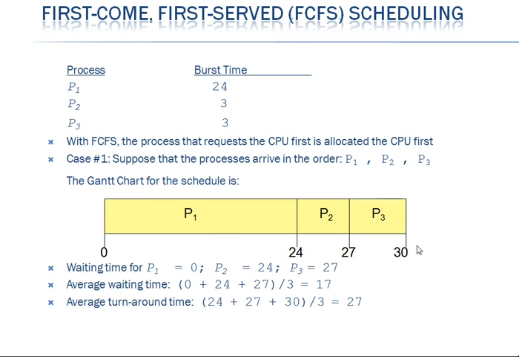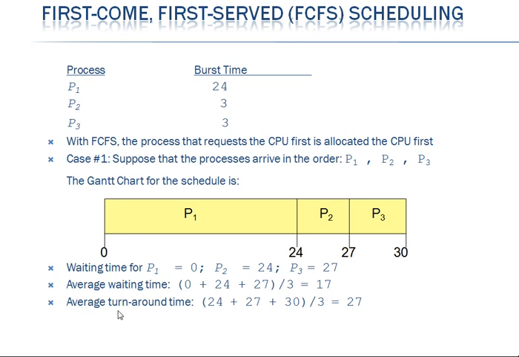Now based on this Gantt chart, we'll try to find out the waiting time, average waiting time and average turnaround time. See here, P1's waiting time is 0. P2's waiting time is 24 and P3's waiting time is 27. Looking at these waiting times, we try to find out the average waiting time. So just sum up all these three since we have three processes, so add the waiting times for individual processes together and divide by the number of processes. You will get the average waiting time as 17 in this case.